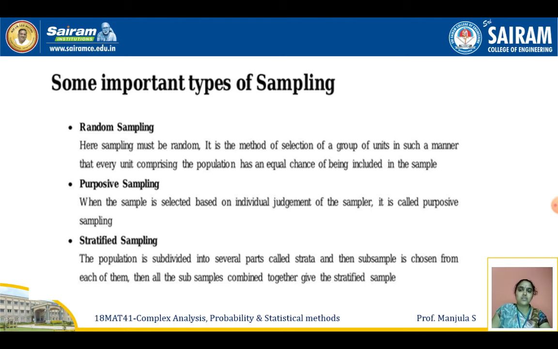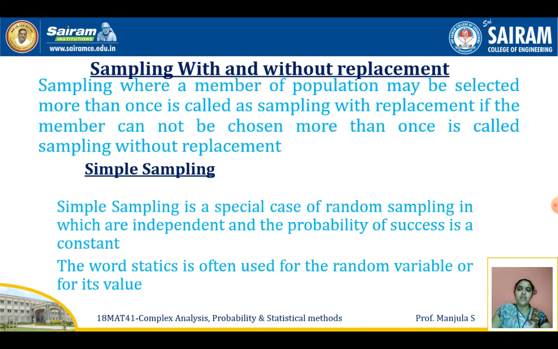When the sample is selected based on the individual judgment of the sampler, it is called purposive sampling. Stratified sampling is where the population is subdivided into several parts called strata, and then a subsample is chosen from each of them. Then all the subsamples combined together are called a stratified sample.